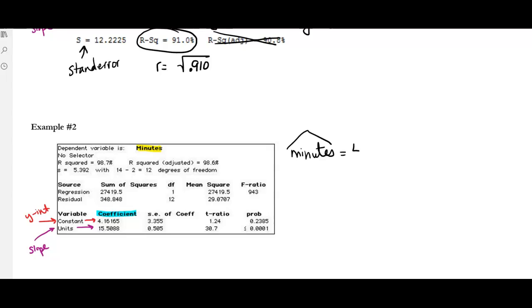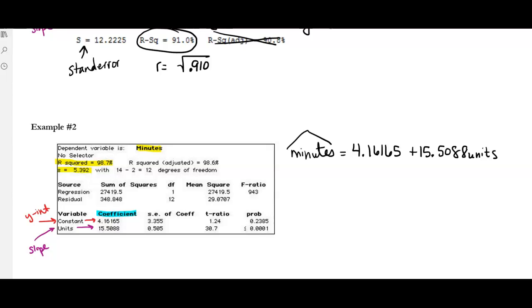is equal to 4.16165 plus 15.5088 units. I don't know what's going on here, but I'm predicting minutes from some kind of unit. Okay, here's our R squared value. That's an important thing. Here's our S value. That's another important thing. That's our standard error.